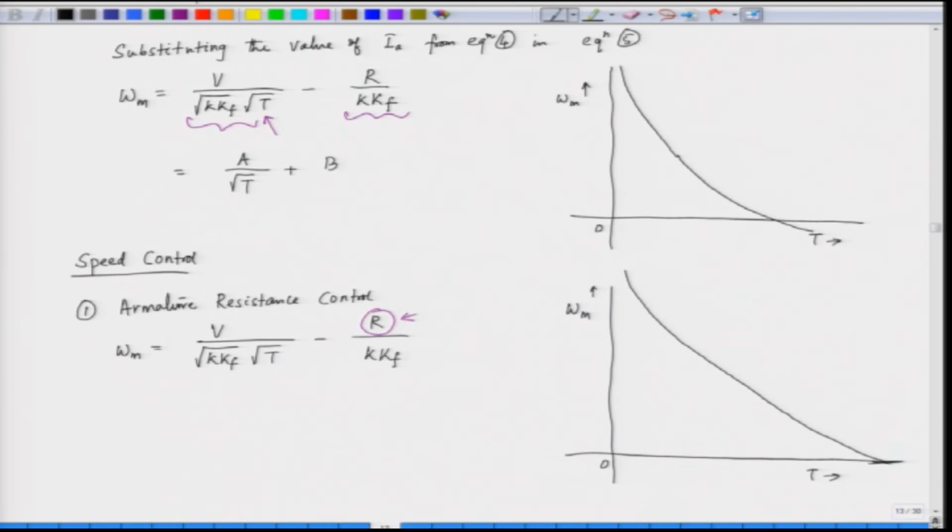At some point it will intersect the x axis. Now, this is corresponding to r equal to r 1. Now, when we increase r, let us say we make r equal to r 2, in that case, this is a negative quantity, this term will be subtracted from the first term. So, for the same value of voltage and same value of torque, we get a reduced speed. It means if r is more, we get a reduced speed. So, this profile will be somewhat like this.